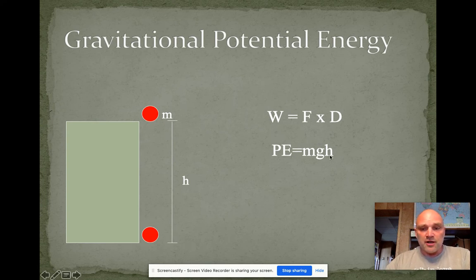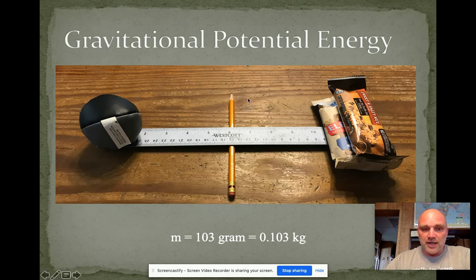So, in order to calculate the potential energy, I'm going to need to know a couple of things. I need to know the mass of the ball, I need to know gravity, which is 9.8 meters per second squared, and we need to know height in a metric unit. So first, let's find mass. I didn't know the mass of the ball, but I found an easy way to get that.